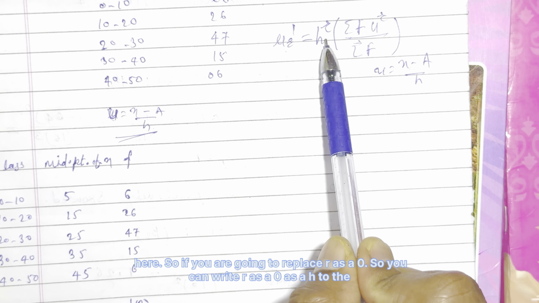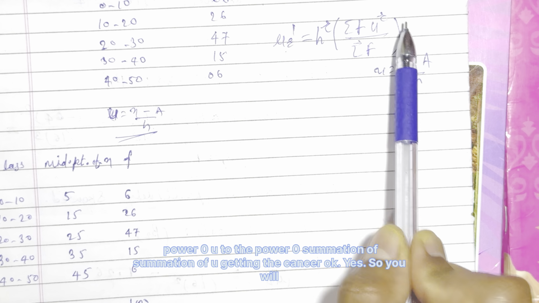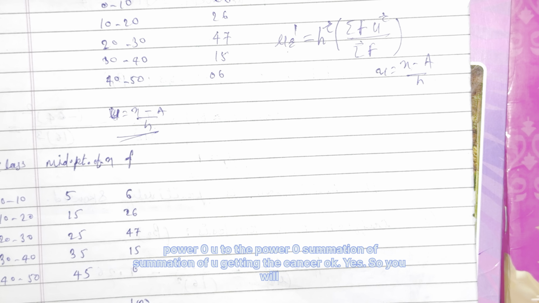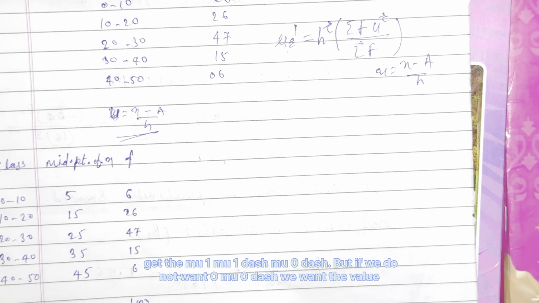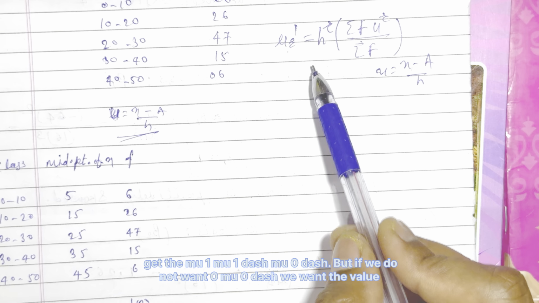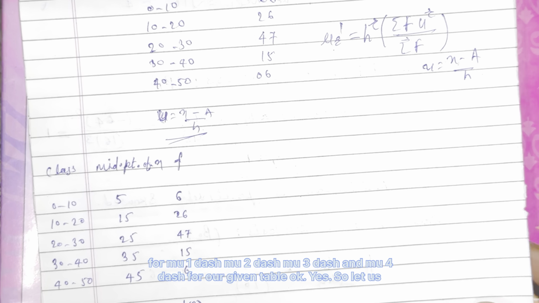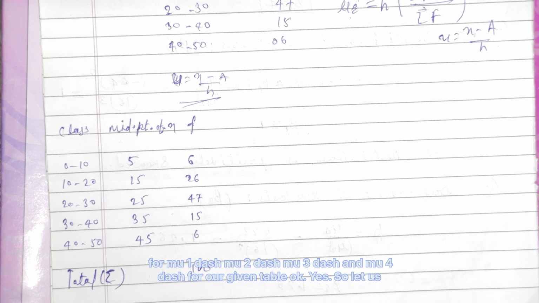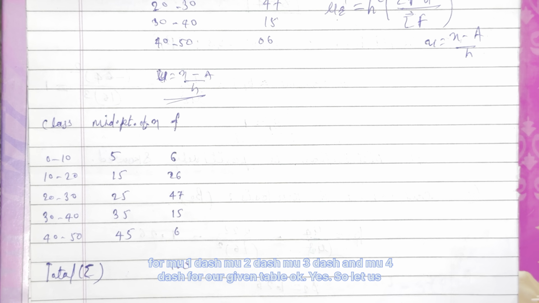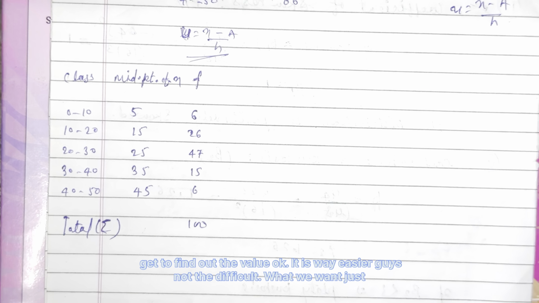So if you replace r with 0, you can write h to the power 0, u to the power 0, and summation of f can be cancelled. So you will get mu0 dash, but we do not want mu0 dash. We want the values of mu1 dash, mu2 dash, mu3 dash and mu4 dash for our given table. So let's get to finding the values. It is way easier, guys, not that difficult.